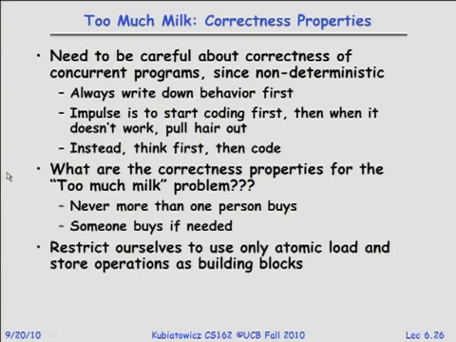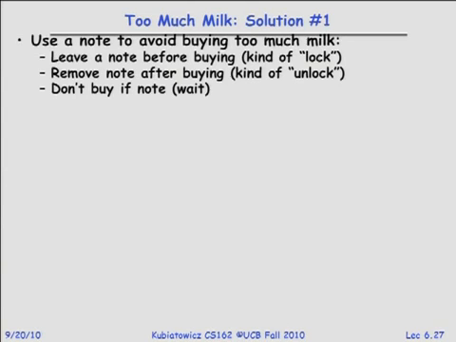So here's solution number 1 to the too much milk problem. Use a note. Dear Frank, off buying milk. Miss you, back soon. You leave a note before buying. It's kind of like a lock. You remove the note after buying. You don't buy if there's a note. Okay, so this seems like it's a good idea, right? So what's wrong with this solution?